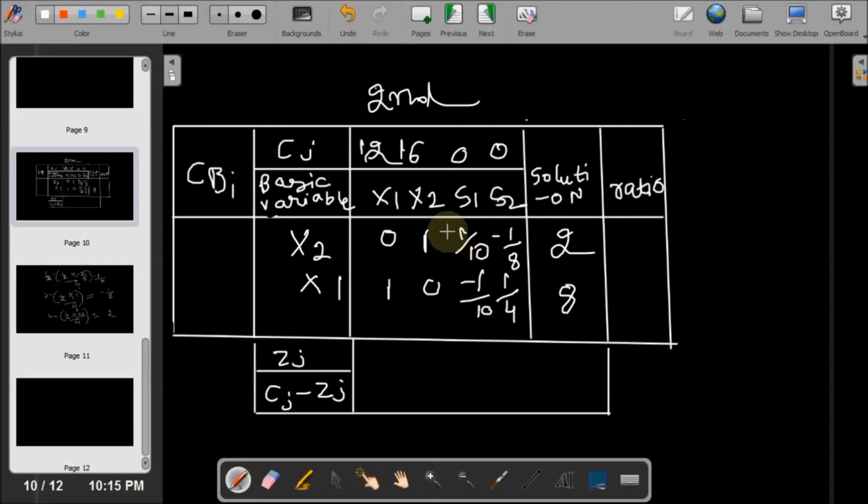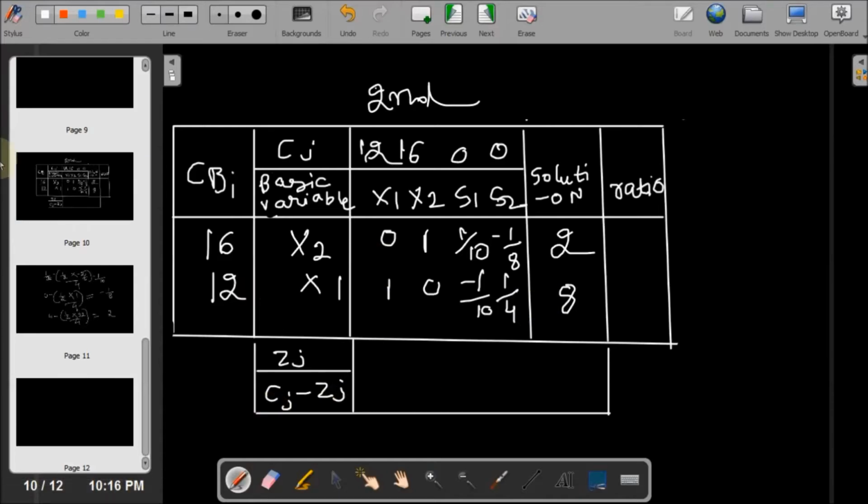Now I have to find out Zj. You know the formula. So cost I have to write. I forgot to write. What is the cost for x2? 16. You can see here only. The cost for x2 is 16. What is the cost for x1? You can see here only, 12. Sorry for the handwriting guys. So 12, right? So 16 into 0 plus 12 into 1. Getting? What is the value of Zj?